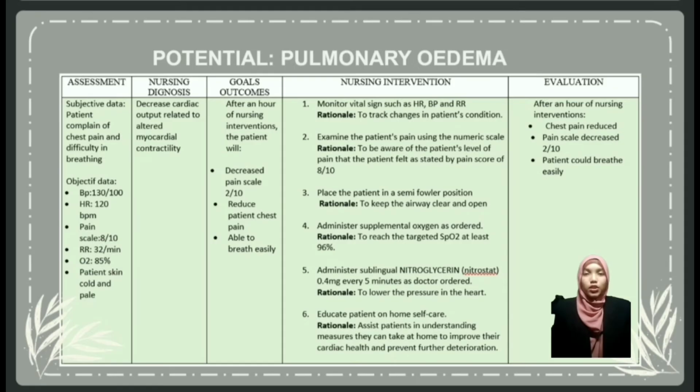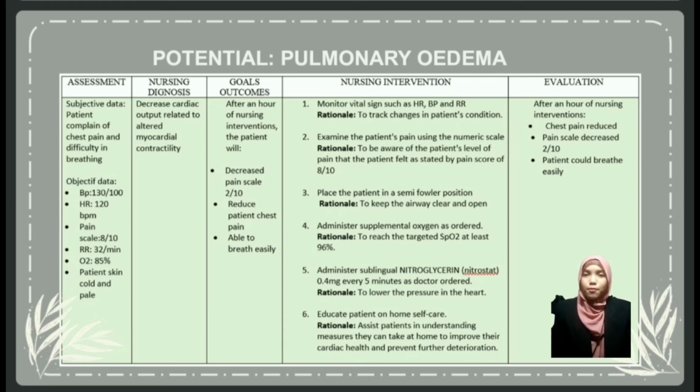Next, goal outcomes. After an hour of nursing intervention, the patient will decrease pain scale to 2/10, reduce chest pain, and be able to breathe easily. Intervention and rationale. Number 1, monitor vital signs such as HR, BP, and RR. The rationale is to track changes in the patient's condition.